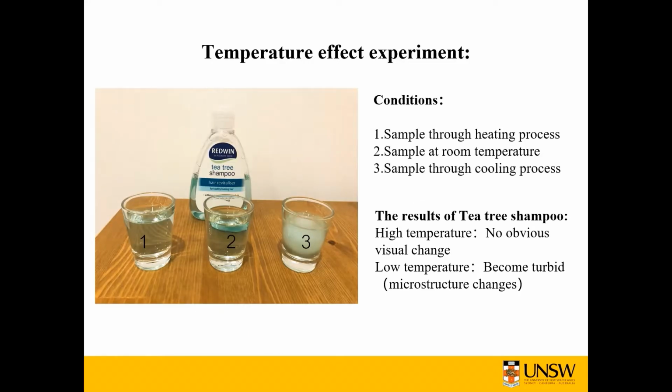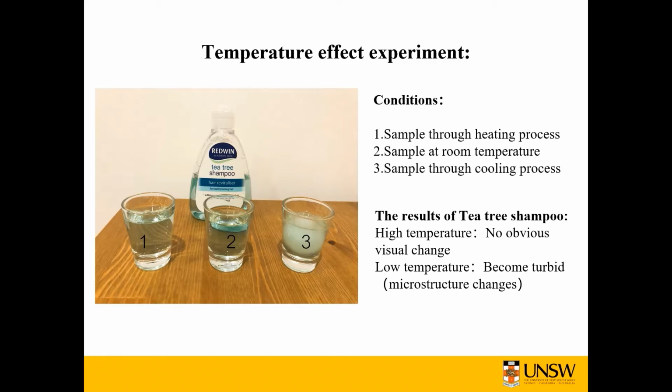This experiment is the effect of temperature on the microstructure of shampoo. Firstly, we prepare 2 cups of shampoo samples, then put them in a refrigerator and in boiled water to freeze and heat for 1 hour respectively. After that, we put these 2 samples at room temperature to recover, and compared them with the normal sample.